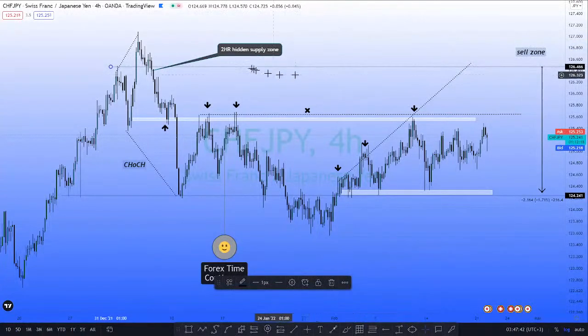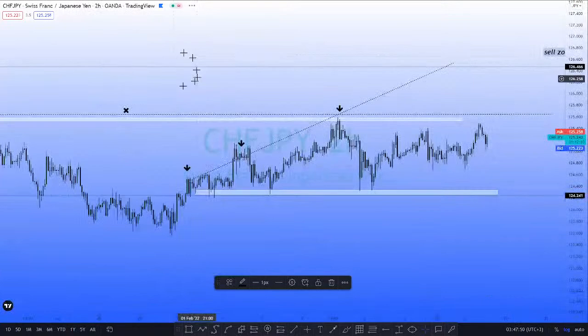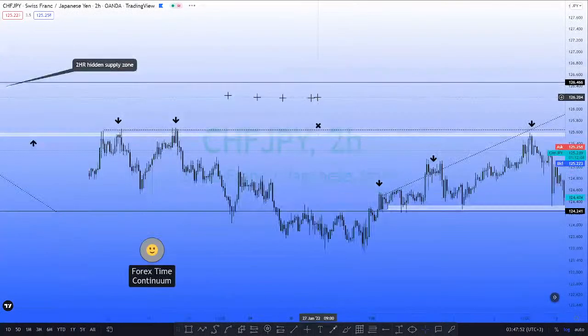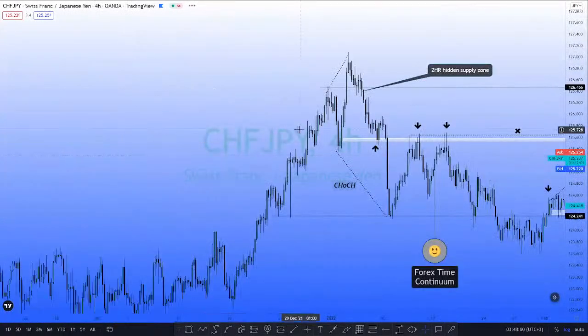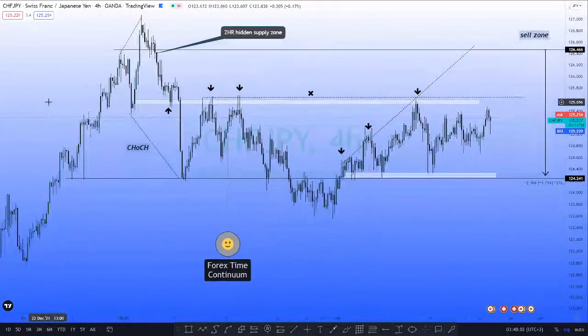Our area of interest is this 2-hour hidden supply. We have a hidden supply on the 2-hour, 120-minute chart. Let's look at it. We have some doji here. The characteristic of this setup is we have a change of character, a QM here. Change of character, fake out, so it's a QM plus fake out. Then continuation, because it has already changed the character to sell, so it's a continuation pattern.